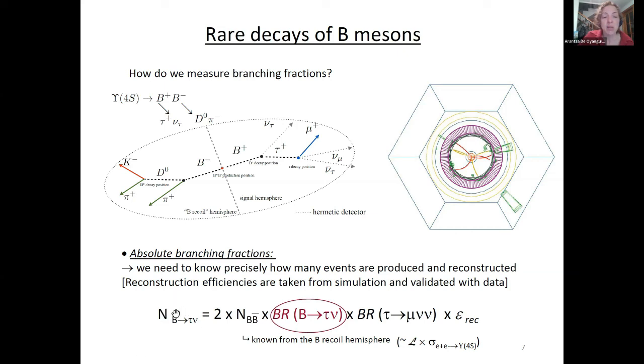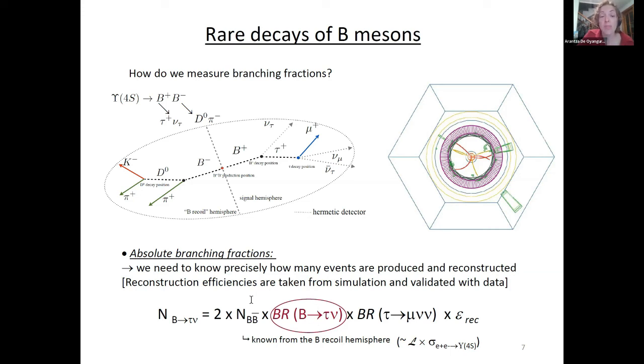So, for instance, in this case, the number of signal events that I want to detect will be just 2 times the number of ε4s that I have, that is the number of BB events, times the branching ratio of the B going to tau nu, which is the observable that I want to measure, times the branching ratio of the tau going to my specific decay channel, that I can take directly, for instance, from the PDG or from HFLAV, the Heavy Flavor Averaging Group, times the reconstruction efficiency that I can take from simulation. So the number of events that I'm getting has this formula, and from that I can get the value of the branching ratio, which is the thing that I want to measure at the end.